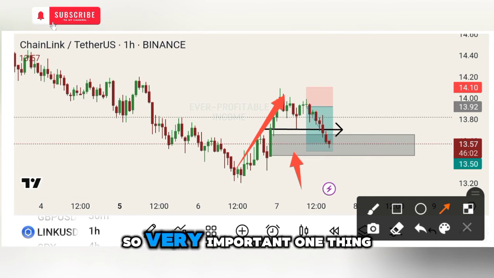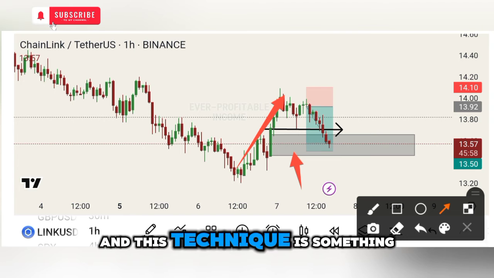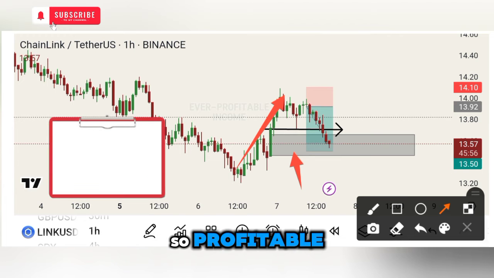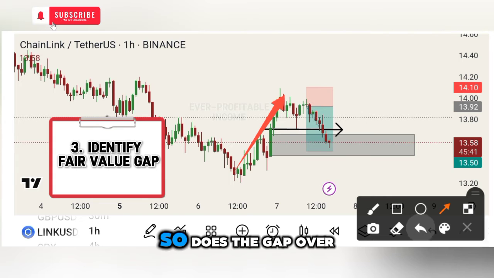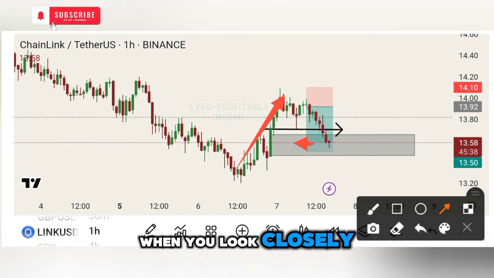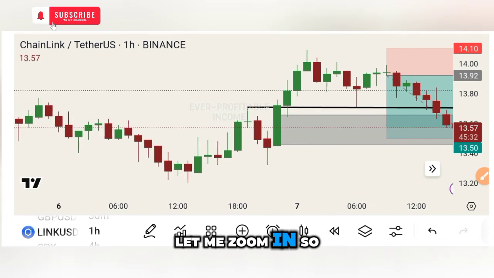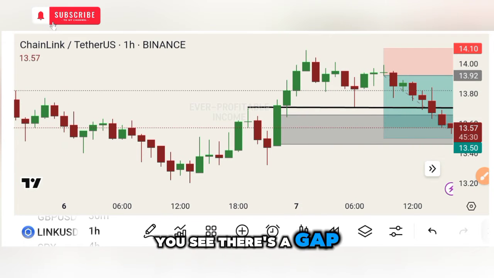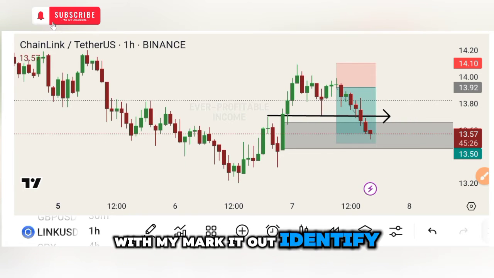Very important, one technique that will make you so profitable: always look out for fair value gaps on your chart. So there's the gap over here. When you look closely, you can see that there's a gap over there. So I had to identify it. Let me zoom out, let me zoom in. So you see there is a gap over there. I had to mark it out, and identify the block.